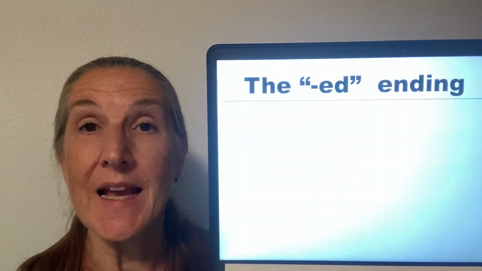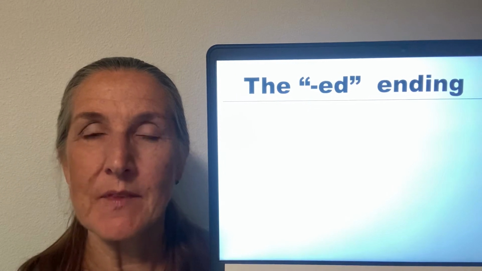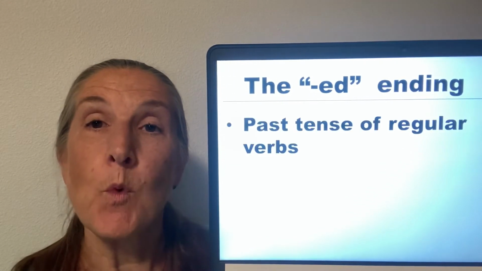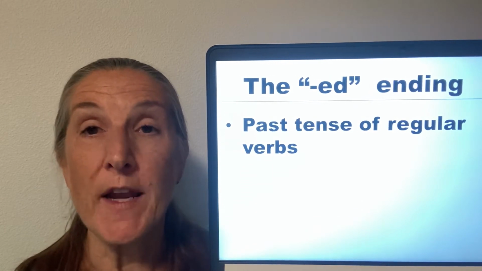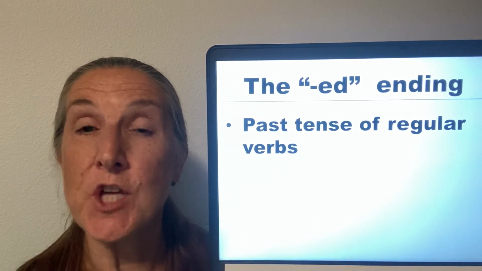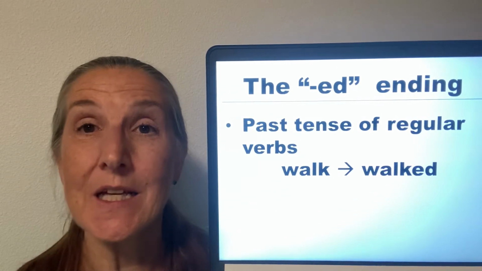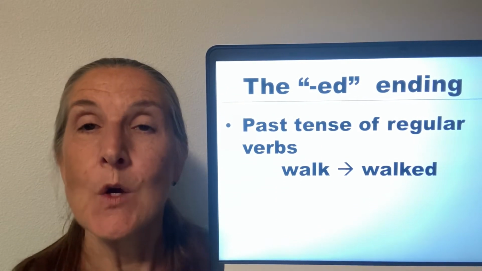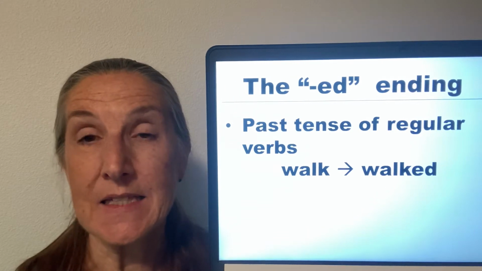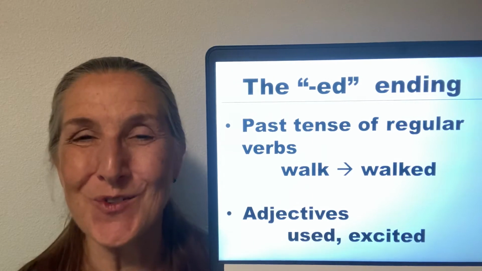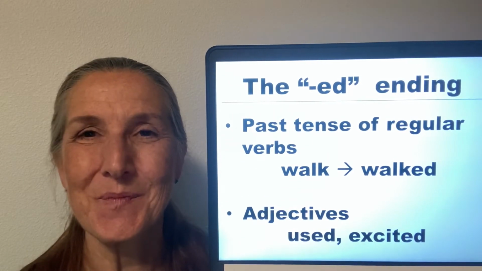In this pronunciation video, we're going to be looking at the ED ending. This ED ending has several uses. It will be the past tense of regular verbs, like when we change from walk in the present tense to walked in the past tense. We'll also use this ED ending sometimes for adjectives. We might talk about used cars or excited children.